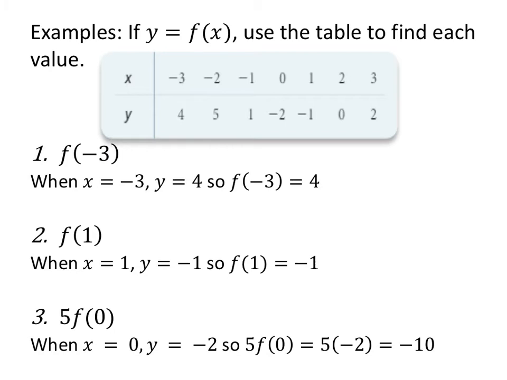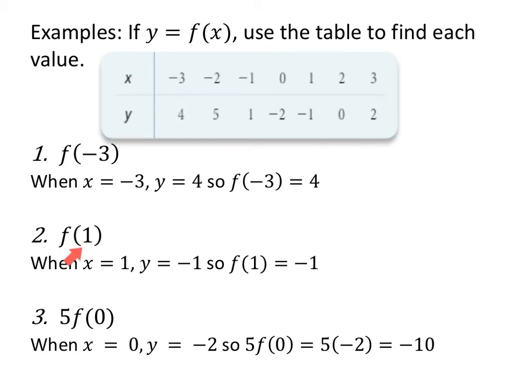We can also evaluate functions if we're given information in a table. Maybe we're not given the algebraic representation, the formula, but if we have the numeric representation in a table, we're still good to go. So for the given table of values, if y equals f of x, and I wanted to find f of negative 3, well, on the inside, the input, the domain value, is an x value of negative 3. So I find an x value of negative 3. The y value that goes with that is 4. Y is the same as the output of the function, so f of negative 3 equals 4 in function notation.